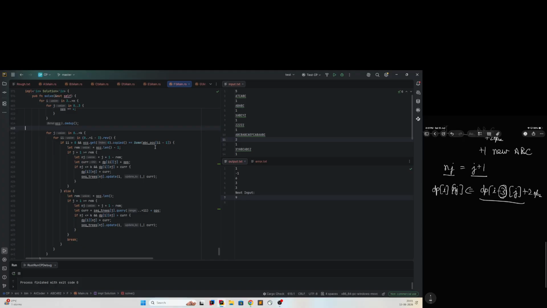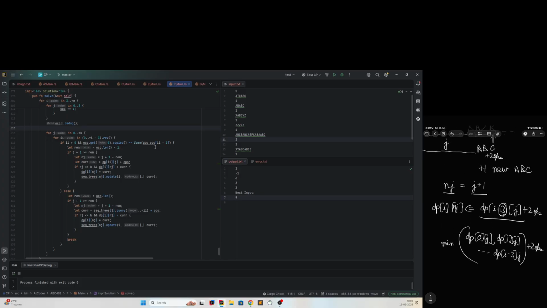So instead of that, we choose dp of 0j, dp of 1j, and so on till dp of I minus 3j. Like we choose the min of these, then we do plus 2 operations. I hope that makes sense. Why is that the case?